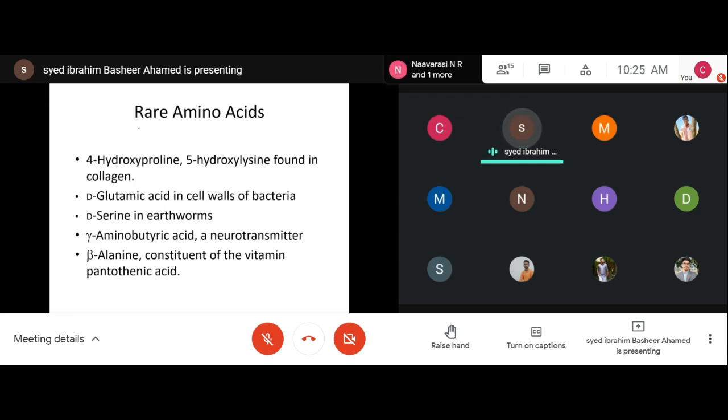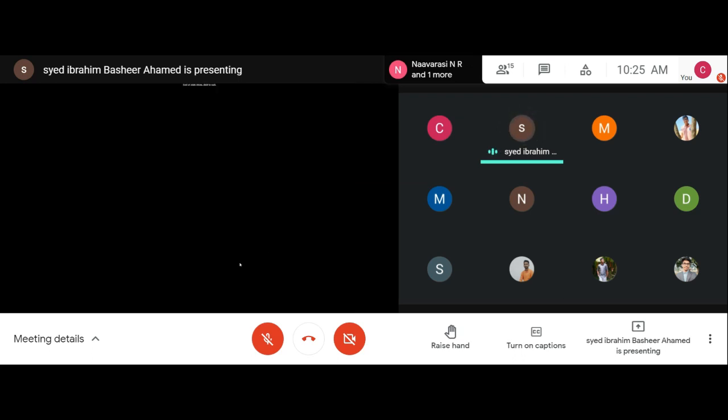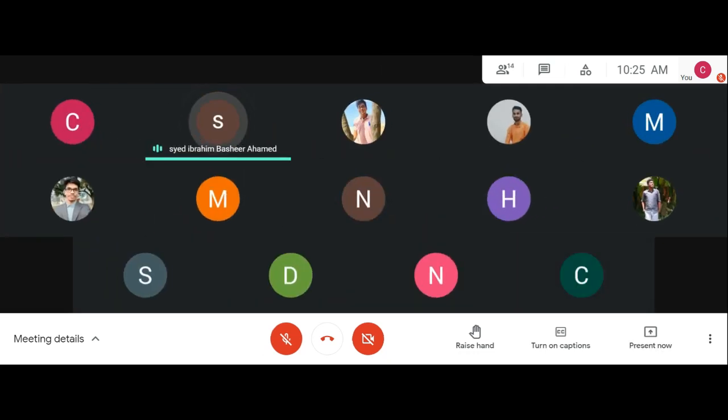There are some rare amino acids like 4-hydroxyproline and 5-hydroxylysine, which are found in collagen. These are very rare amino acids. And then D-glutamic acid. Naturally, we have L amino acids only, but in the cell walls of bacteria you have D-glutamic acid. In earthworm, you have D-serine. And gamma aminobutyric acid in neurotransmitters, and beta-alanine in vitamins. With this, I stop.